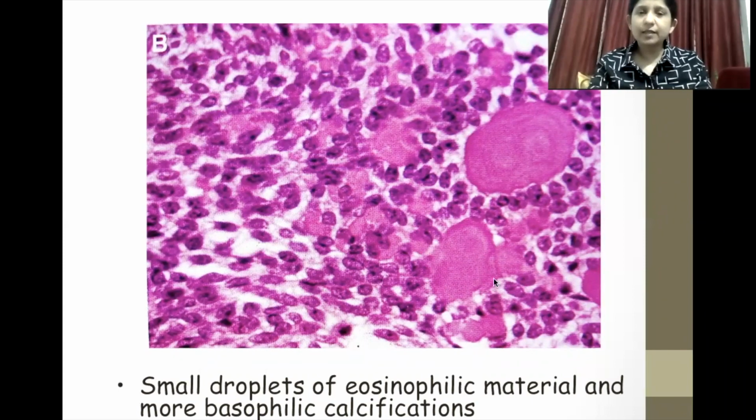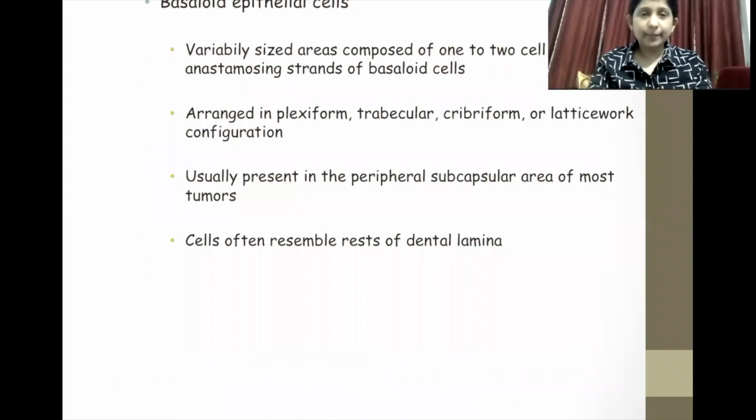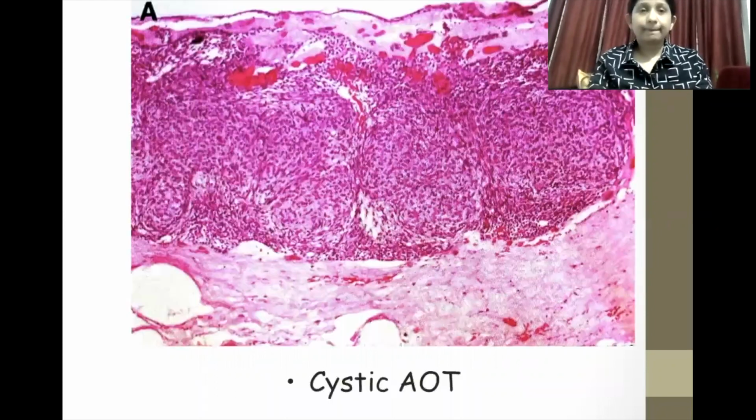So here you can see the calcified areas. This would have been areas of induction, and because you cannot have dentine forming in here, there is some kind of calcification taking place. So there's also presence of basaloid epithelial cells. When I say basaloid, it means that it resembles a basal cell.